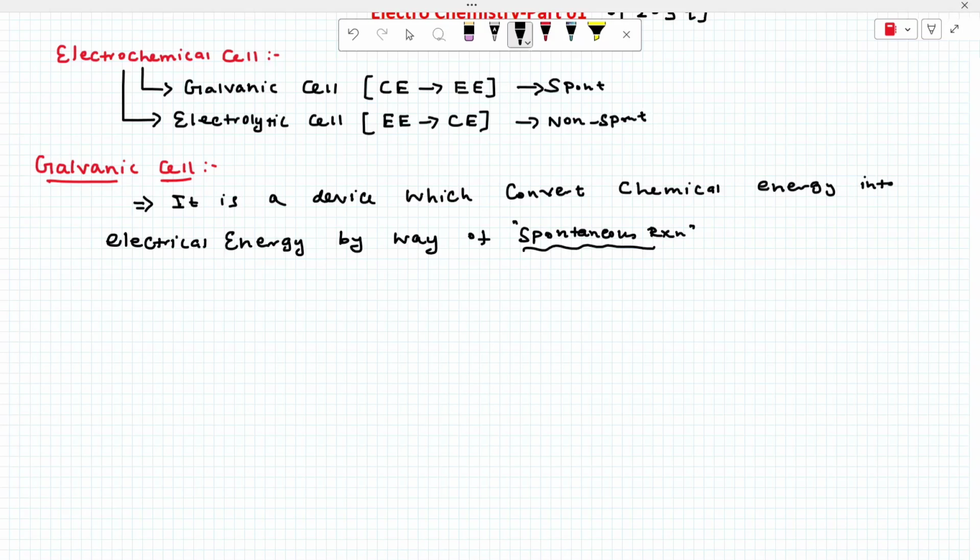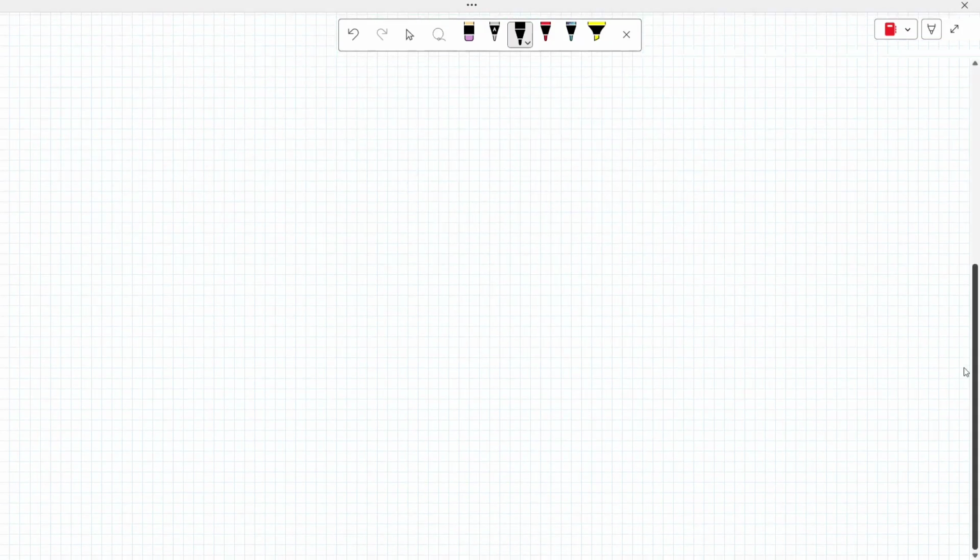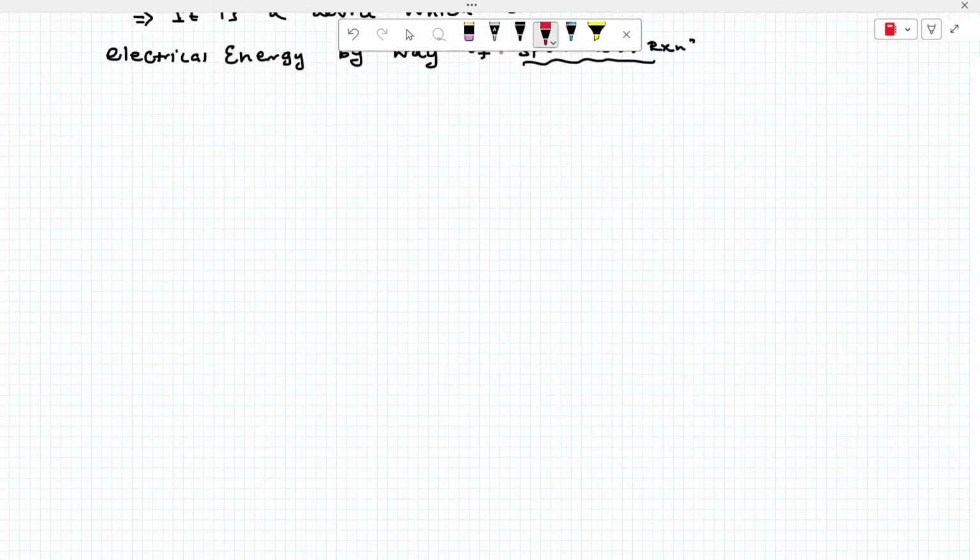Before going to study the galvanic cell, we have to learn some terminology. That is oxidation, reduction. What is E cell? What is potential? What is EMF? That we are going to discuss now. Please note the terms, a very important topic. First one, reduction and oxidation.